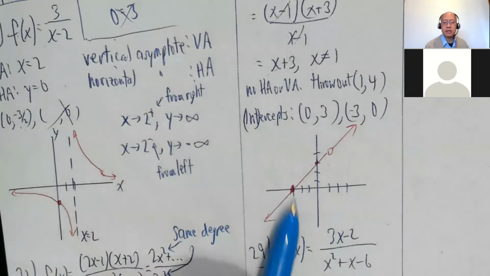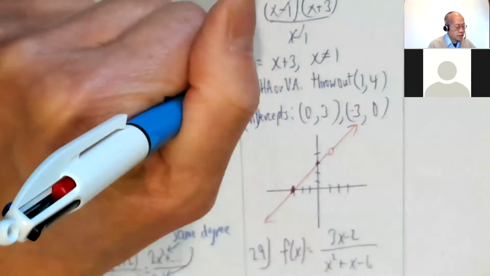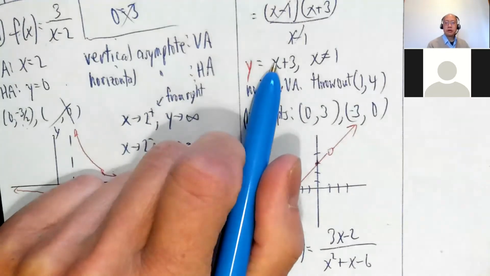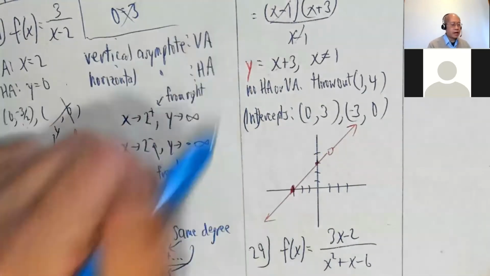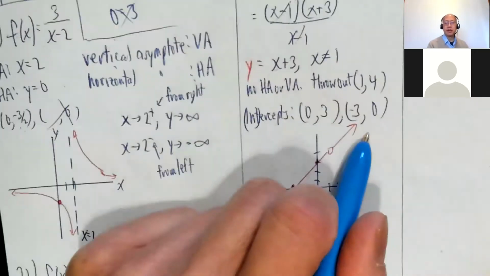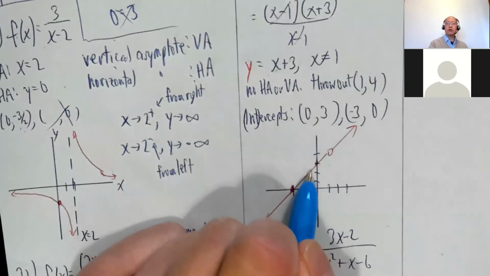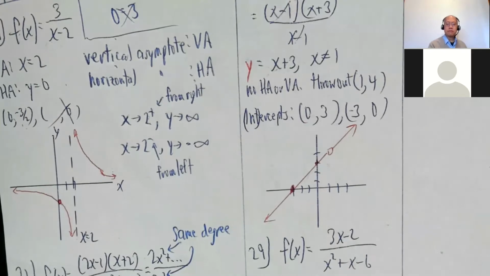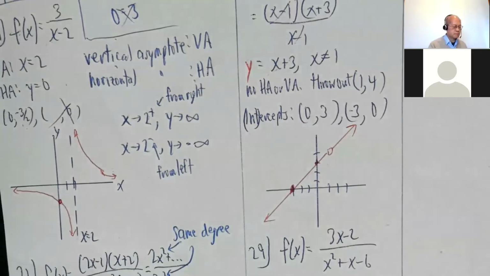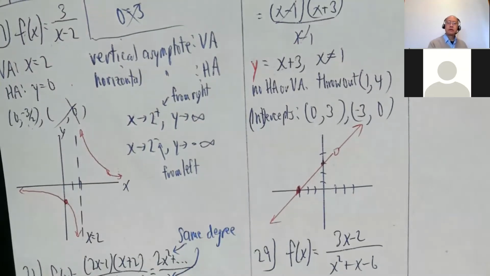And they also ask for intercepts. Well, you can tell from the graph: 0, 3, and -3, 0. It's probably easy to look at this. You can sneak in a y here. Put in 0 for x, y is 3. Put a 0 for y, then x is -3. So -3, 0 and 0, 3. Here's the line, except I punch a hole at 1, 4. So this is the graph. Okay. So that's the way that one works.